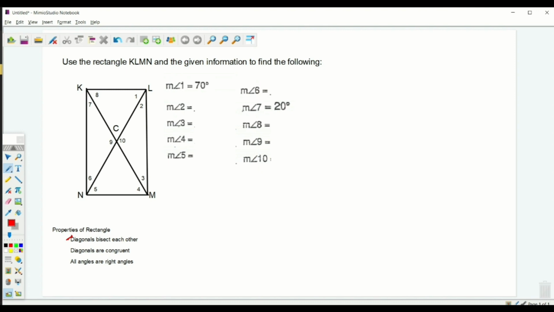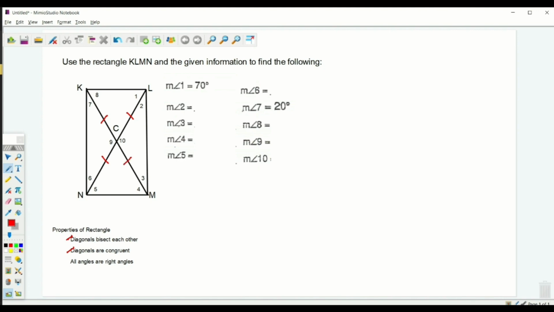So, ibig sabihin nun, si segment NC is congruent to segment CL. But take note that since this is a rectangle, may unique property si rectangle na diagonals are congruent. Ibig sabihin, yung sukat ni LN dito is congruent sa sukat ni KM. So, kung i-apply natin yung diagonals bisect each other at diagonals are congruent, we also conclude that si segment KC, which is this one, is congruent to segment CM.